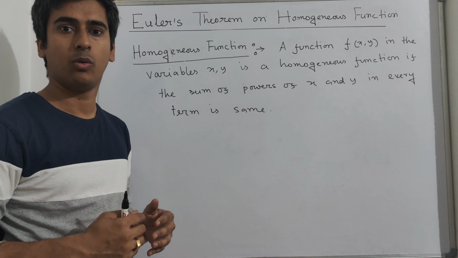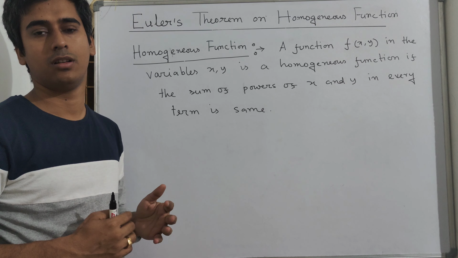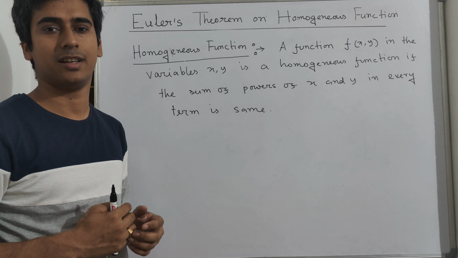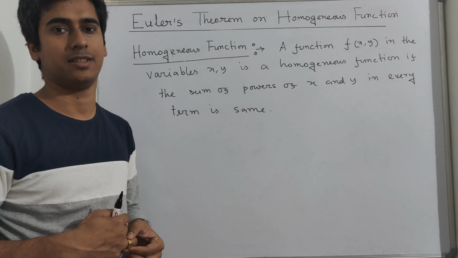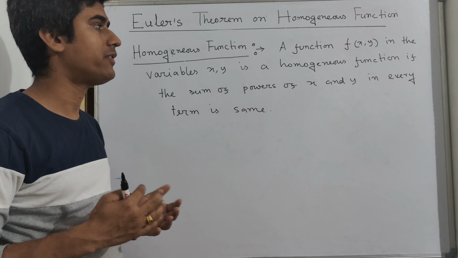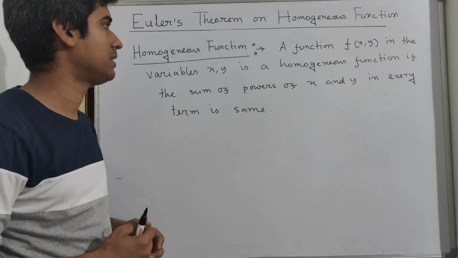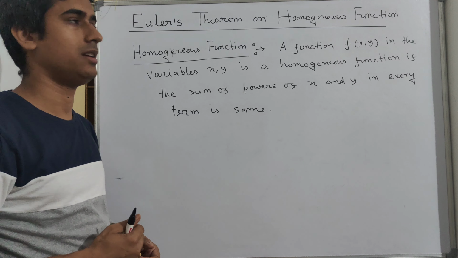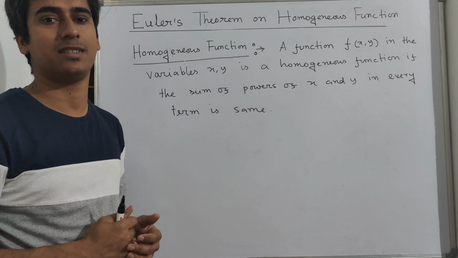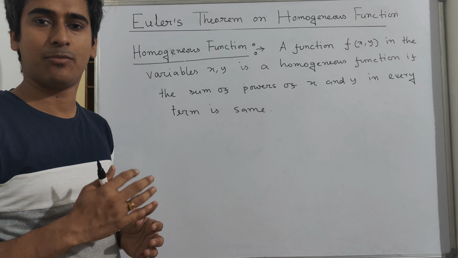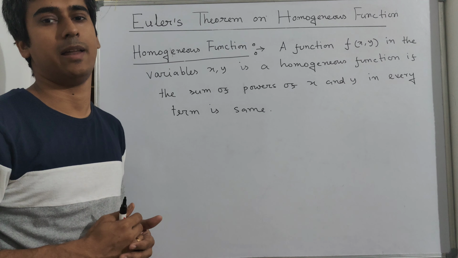Today we will discuss an important topic in partial differentiation named Euler's theorem on homogeneous functions. At first we will know what a homogeneous function is. A function f(x,y) in the variables x and y is a homogeneous function if the sum of the powers of x and y is the same in every term.